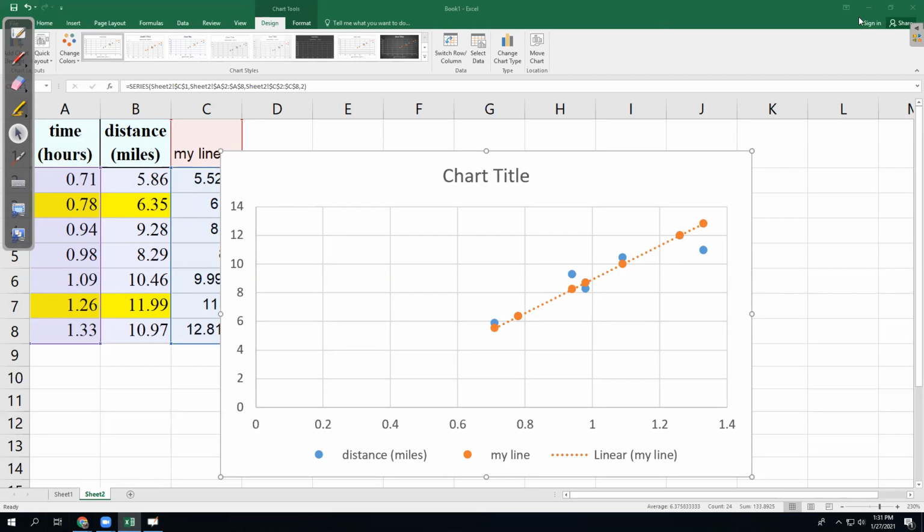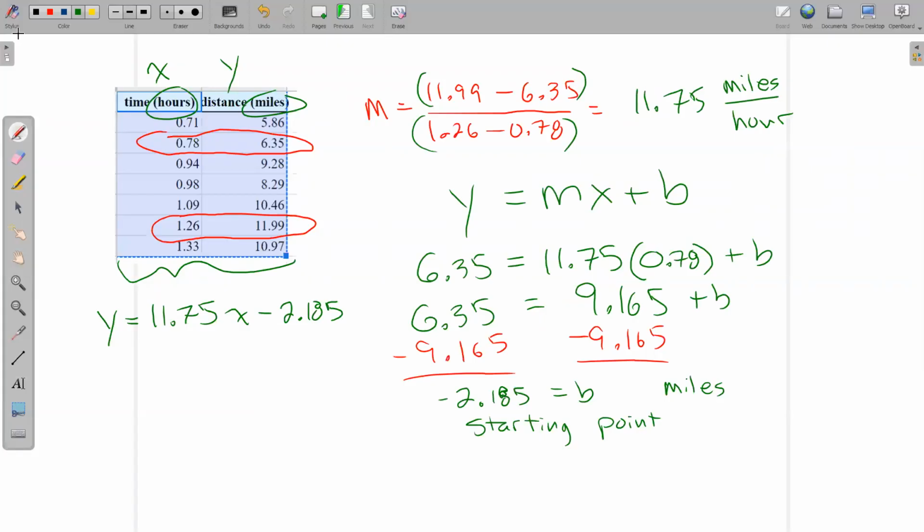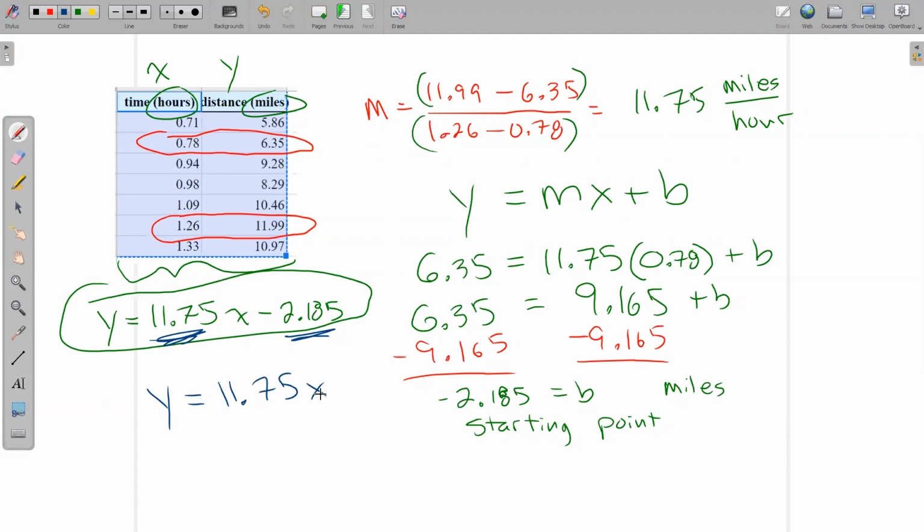Okay, so I didn't go over everything. There's a couple things I want to go back to, but I got the basics done, right? I came up with an equation. The other things I have to do is I asked you to do a few things. I asked you to tell me what that number means right there. What does 11.75 mean? What does the negative 2.185 mean?